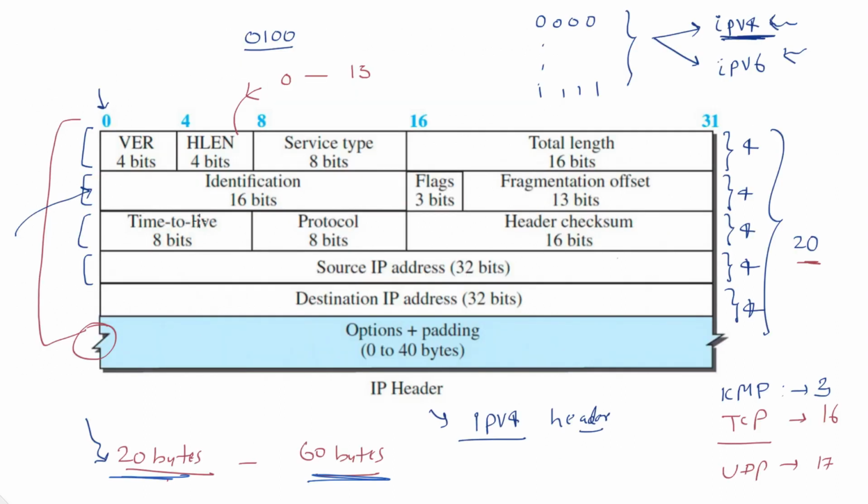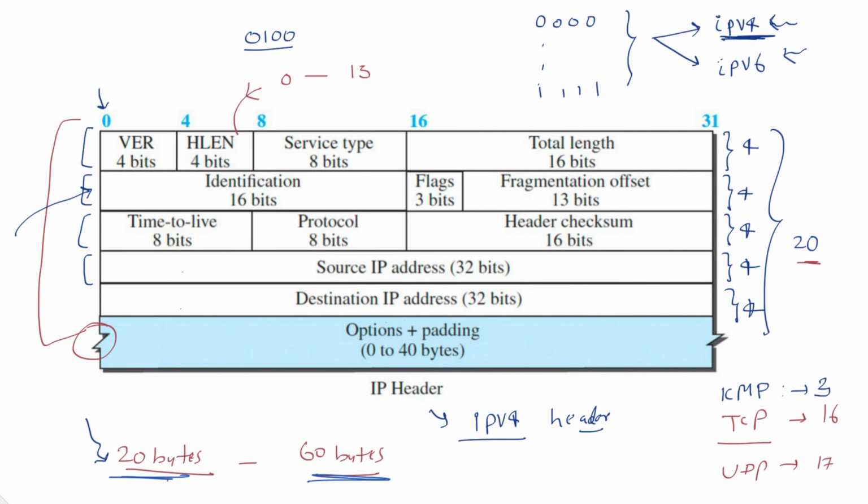Now, this is all about the header checksum. This row we will be studying later because this row is completely dedicated to fragmentation. So we will be studying this later. And now we have the source IP and destination IP, which are obvious. Source IP just tells us the IP address of the source host, and destination IP tells us the IP address of the destination host.